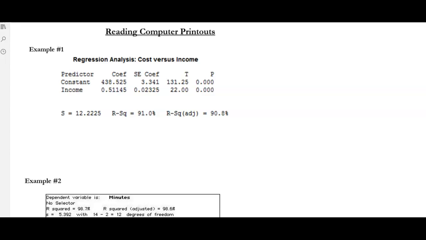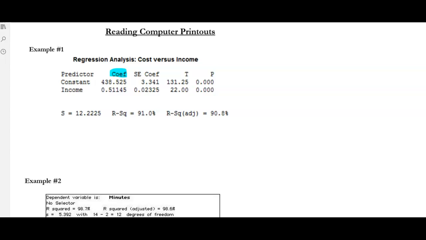Okay, so what we're doing with this set of notes is we're just going to learn how to read a computer printout so that we can find our linear equation. There's two things you look for. The main thing we look for is this thing that says coefficient. This one right here, the second one, is the standard error or standard deviations for the coefficients.